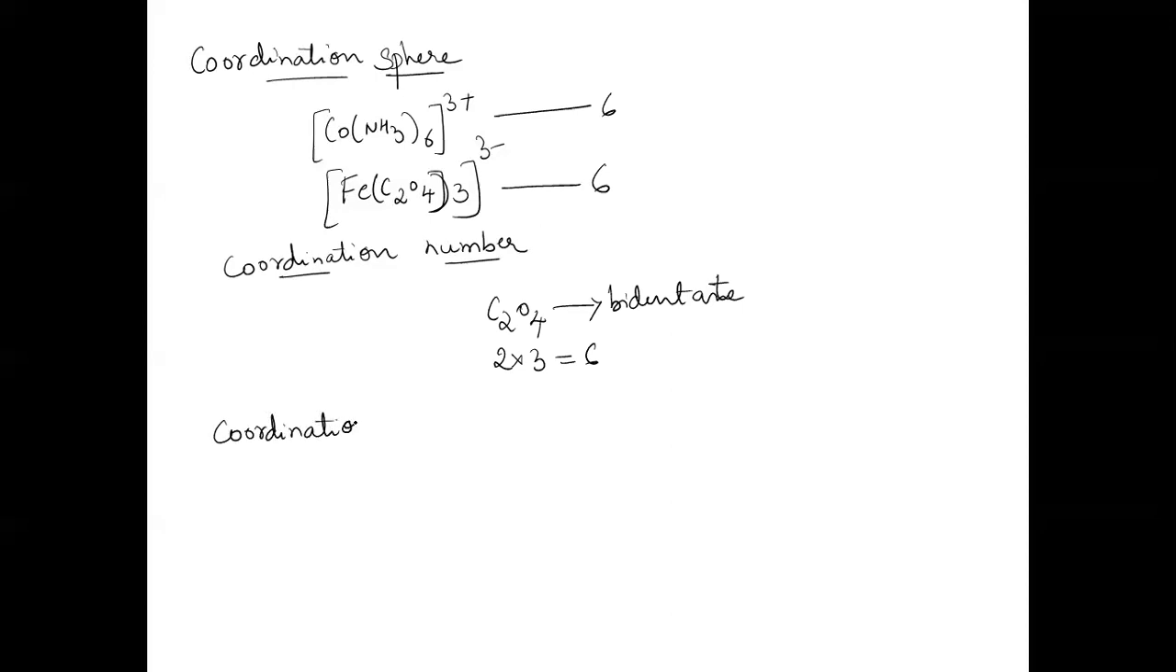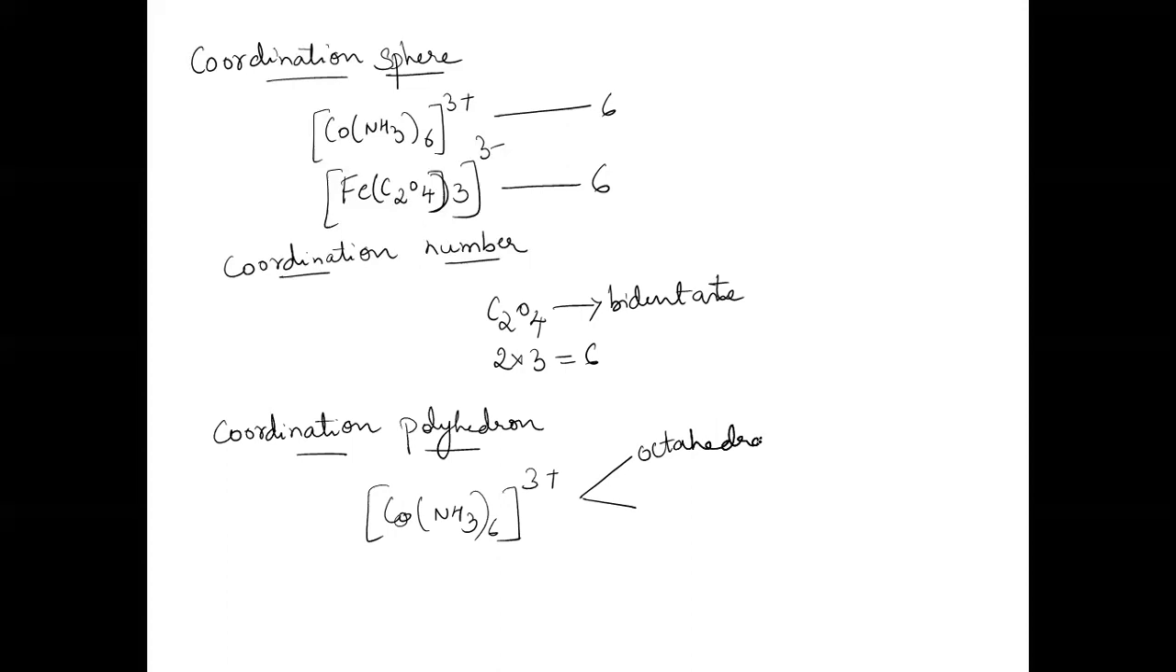Coordination polyhedron. If I take the same example again, this central metal atom is surrounded by six ligands and enclosed in the square brackets, which is the coordination sphere. Now, these ligands are attached to the central metal atom in a particular geometry. A spatial arrangement is possible. The possible geometry for this particular case is octahedral.